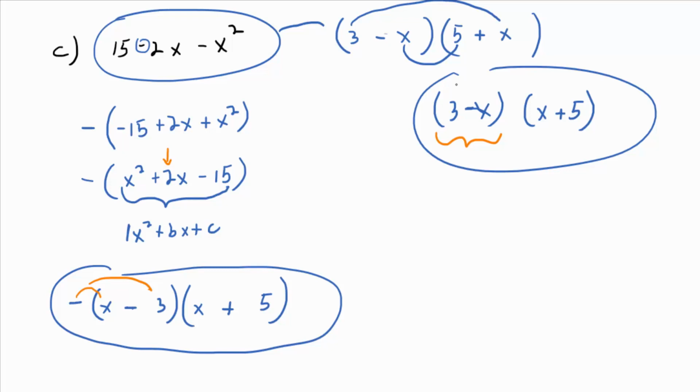So you can reverse FOIL it as is in this case. But I just kind of like it when there's a positive 1 in front of the x squared. I just think it's more systematic that way. So that's the reason for the way I presented it. All right, what else have I got for you?